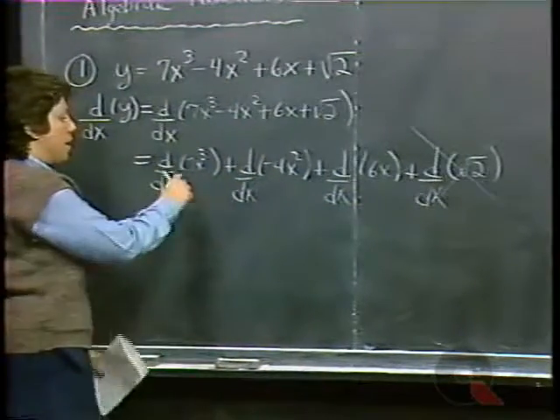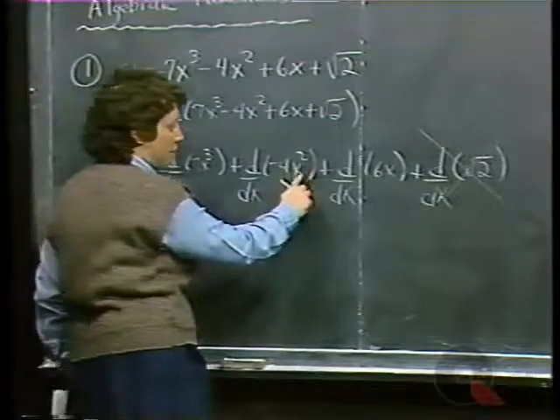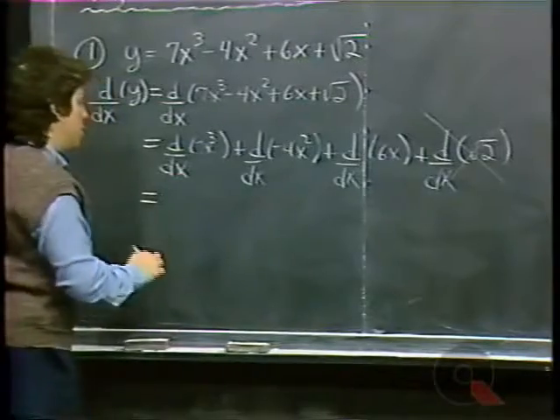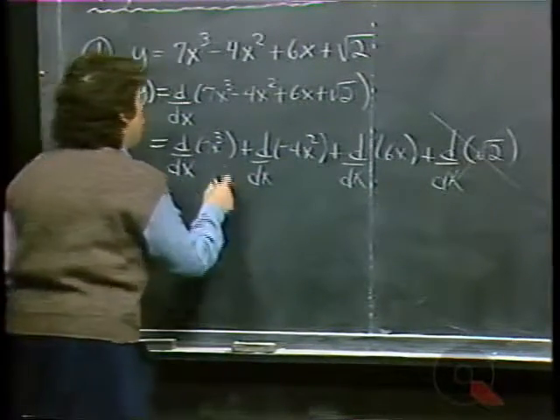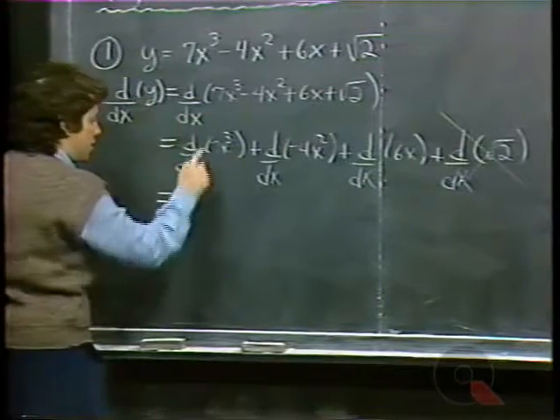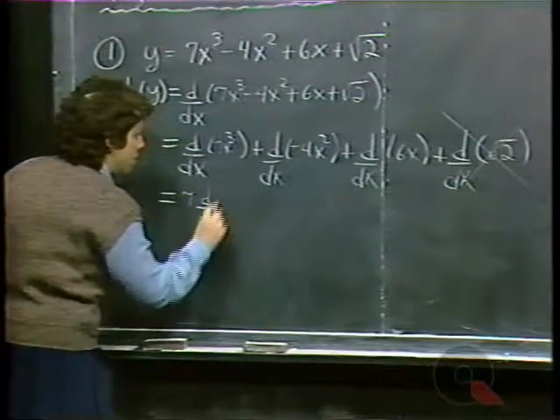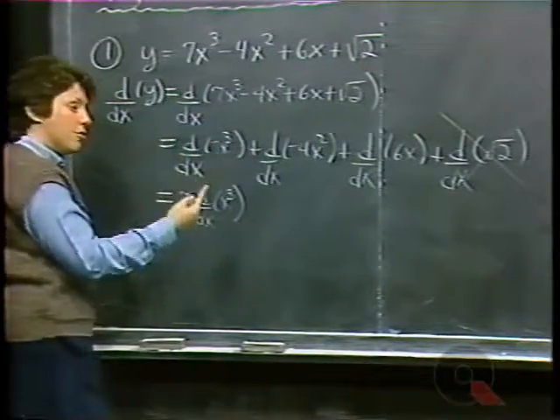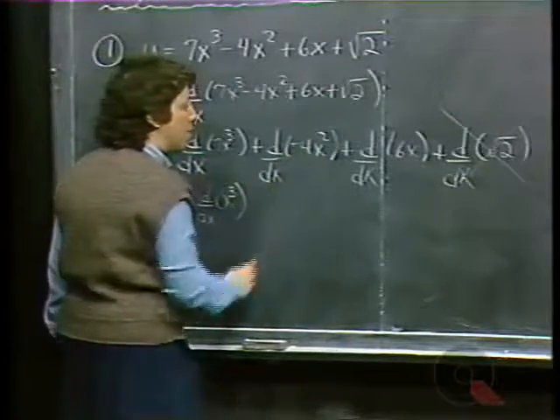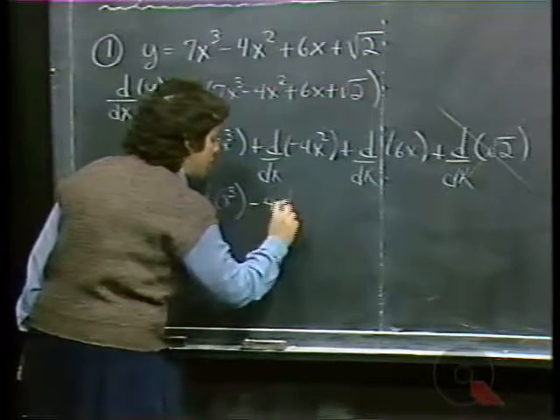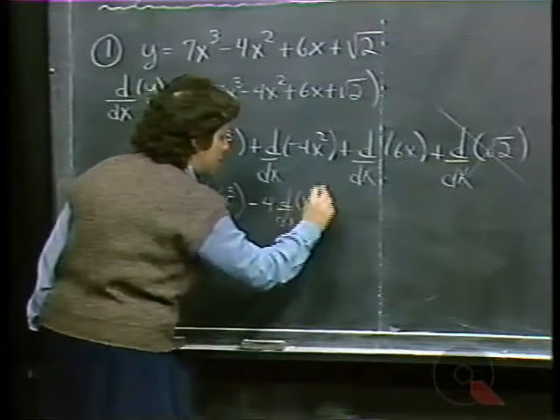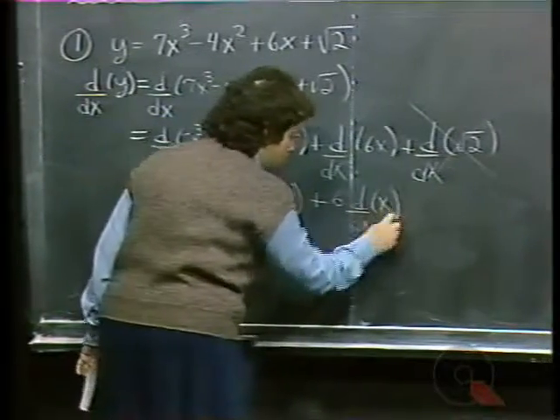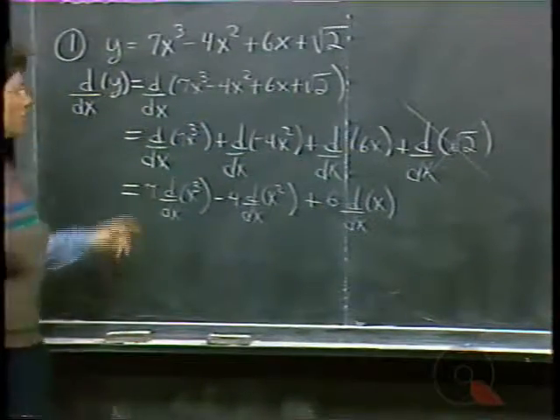Here we have, however, constants times functions. Constant times a function of x. The third rule told us, when faced with the derivative of a constant times a function, all we have to do is take the constant out in front. It's the constant times the derivative of the function. Instead of the derivative of 7x cubed, it's 7 times the derivative of x cubed. Instead of the derivative of minus 4x squared, it'll be minus 4 times the derivative of x squared. And instead of the derivative of 6x, it'll be 6 times the derivative of x, all derivatives with respect to x.